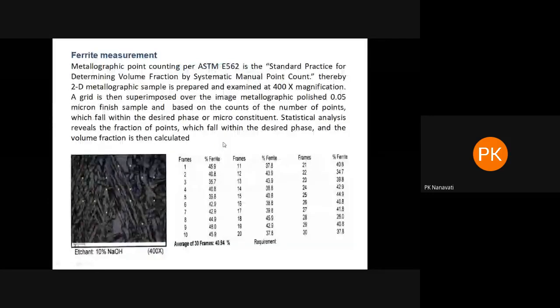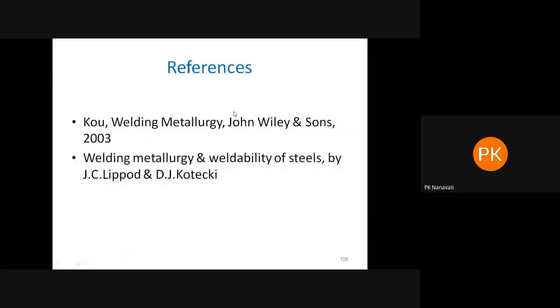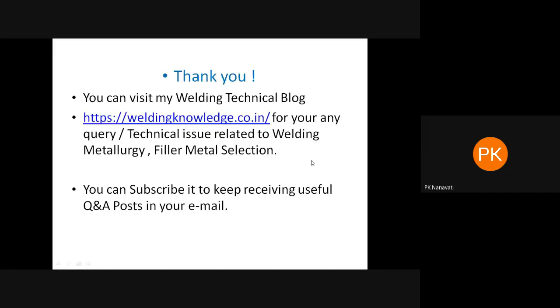Now, I think I have to end this class, because I have to end this webinar, as the time will not permit, and I could only complete the most weldable steels, that is austenitic and duplex stainless steel. I have references from the Sindo Kou book. So for the students who are very much interested, I recommend you go through the Sindo Kou book and Welding Metallurgy and Weldability by Lippold and Dr. Kotecki.